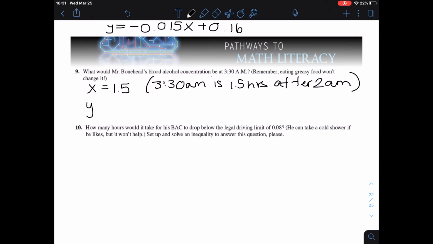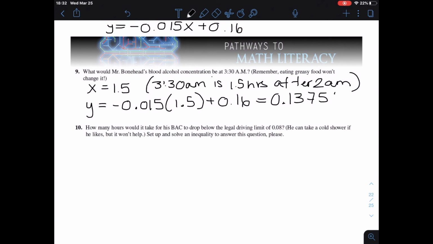Right. So we want to plug in x is 1.5. So that's negative 0.015 times 1.5 plus 0.16. So at 3:30 in the morning, his blood alcohol concentration has decreased a little to 0.1375%. Right? So if we want to see how long it would take for him to drop below the legal limit, we basically want to see when his blood alcohol concentration is less than this.